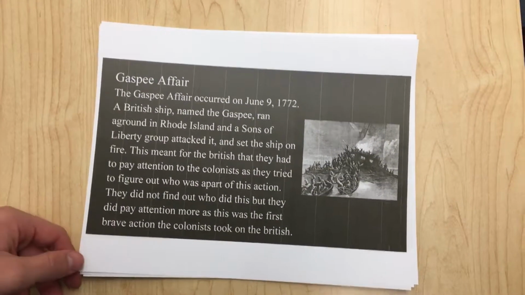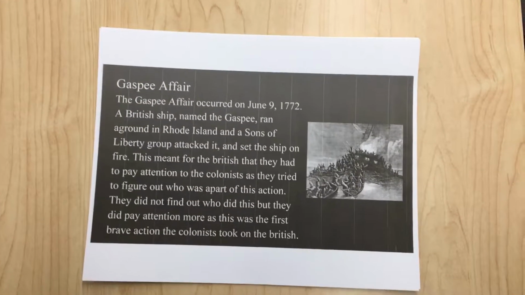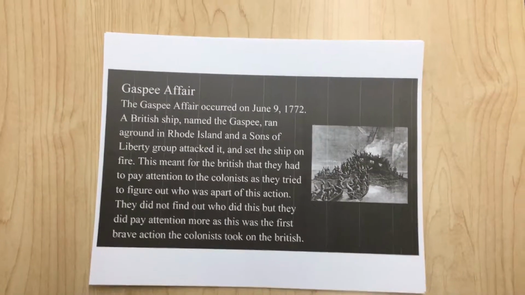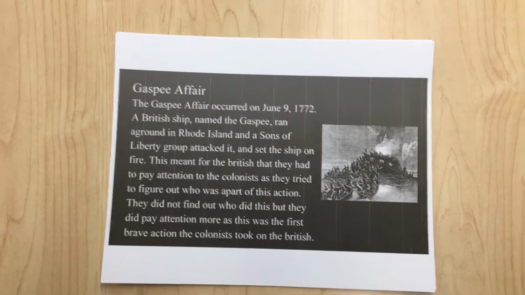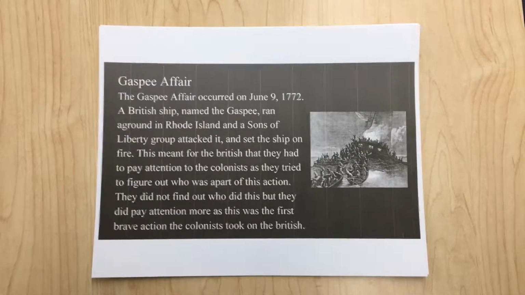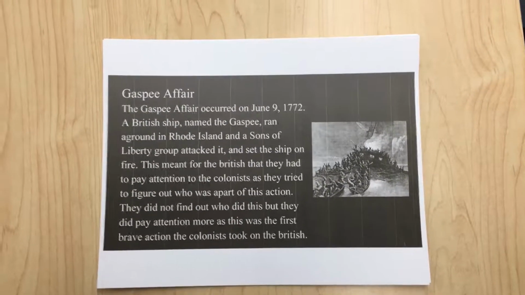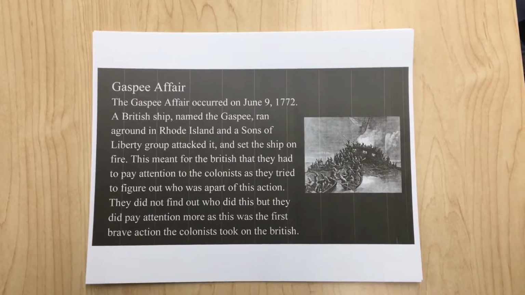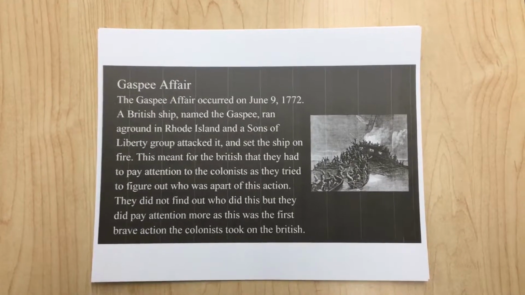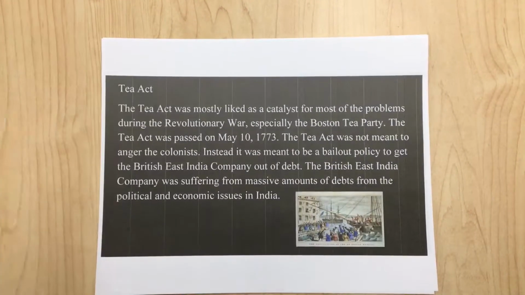Gaspee Affair. The Gaspee Affair occurred on June 9, 1772. A British ship named the Gaspee ran aground in Rhode Island, and a Sons of Liberty group attacked it and set the ship on fire. This meant for the British that they had to pay attention to the colonists as they tried to figure out who was a part of this action. They did not find who did it, but they did pay more attention, as this was the first brave action the colonists took against the British.